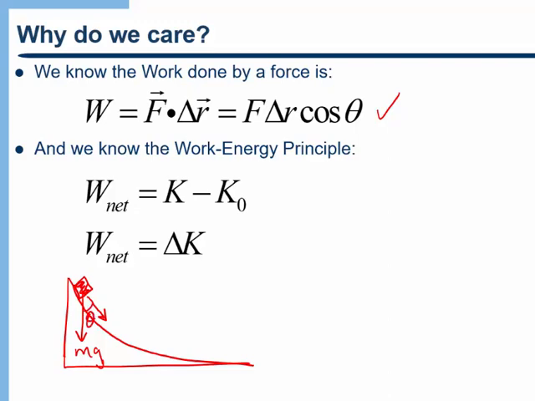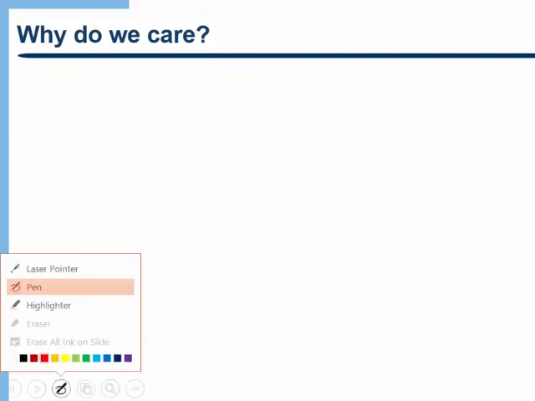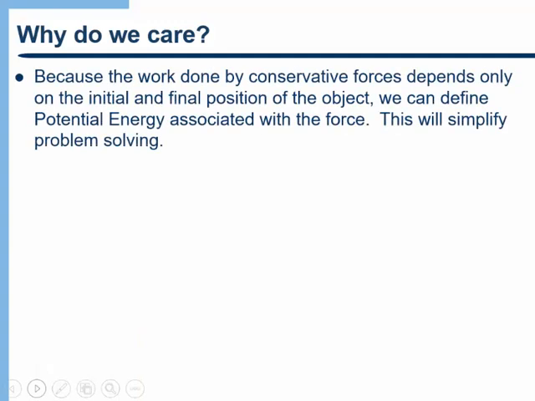But think about what we just learned. What we learned is that the only thing that really matters when we're trying to calculate the work done by gravity is the initial height and the final height, and that's it. So, because the work done by conservative forces, like gravity, depends only on the initial and final position of the object, we can define potential energy associated with this force, and this is going to simplify problem solving.